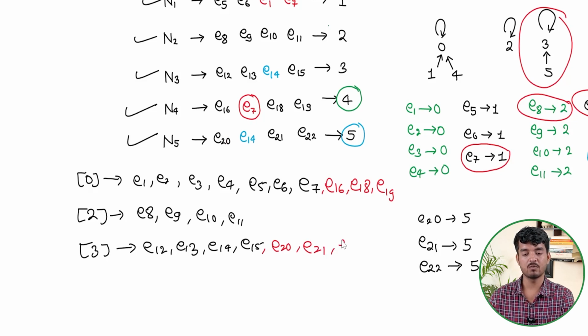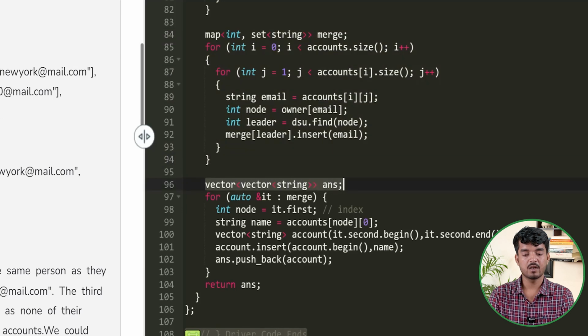Then E21, then E22. Here, what I have done is declare an answer 2D vector, and then iterate over all the key-value pairs, where it.first is my index, or basically a key. Then how do I get the name? From accounts of node 0: at index 0, we have the name of the account holder. Then I'm creating a new vector of strings for the current account and inserting all the elements of the set. Then I am inserting the name at the beginning, and adding the current account to my answer vector. And finally, I'm returning this answer.